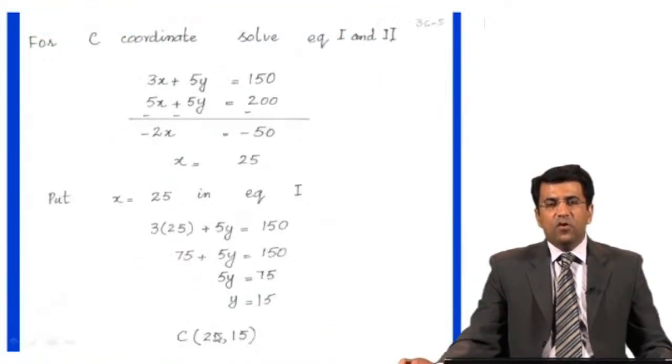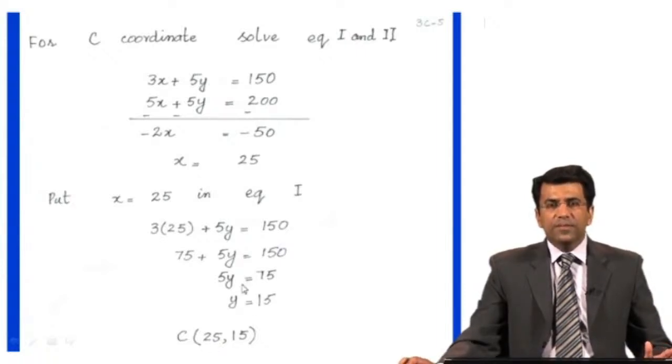The next corner point was C, which is the intersection of line 1 and line 2. This is the line 1 equation, this is the line 2 equation. Already the coefficients are the same, so we just subtract both of these equations and we get the value of x equal to 25. Again, by putting x equal to 25 in equation 1 or 2, we get the value of y equal to 15. So this is our next point, point C, (25, 15).